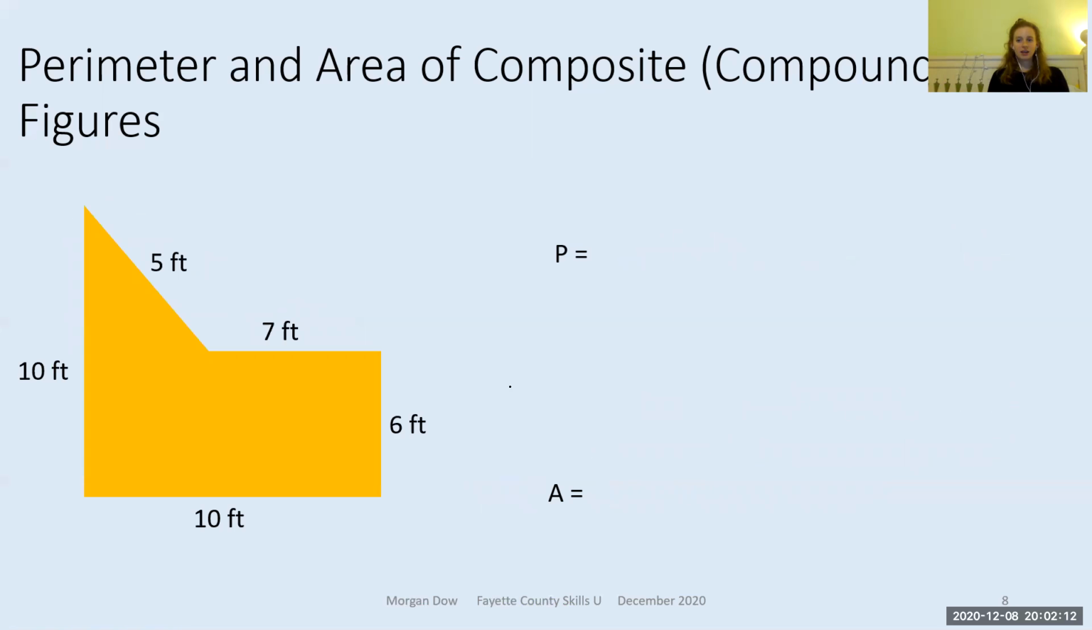All right, let's take a look at another example here. So we've got a compound figure. We want to know the perimeter and the area. Let's start with perimeter. I take a look at my shape and I see that actually all of these sides are labeled. So I can go ahead and just start adding up these sides.